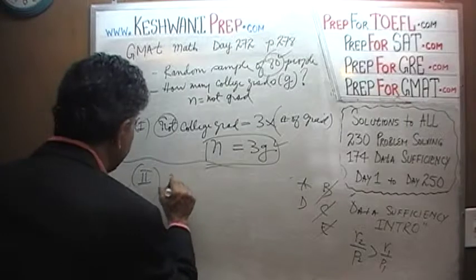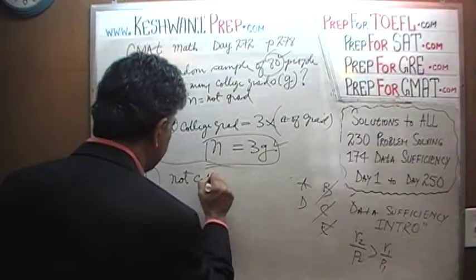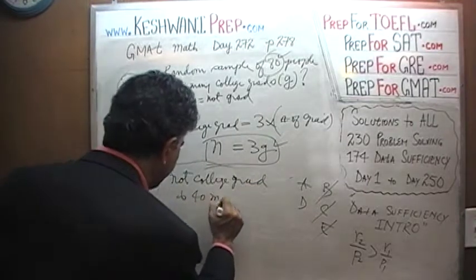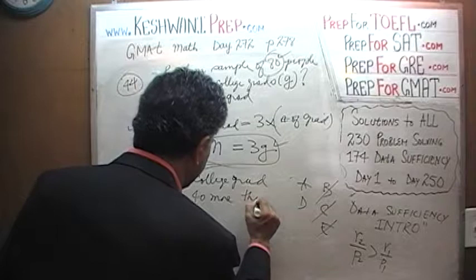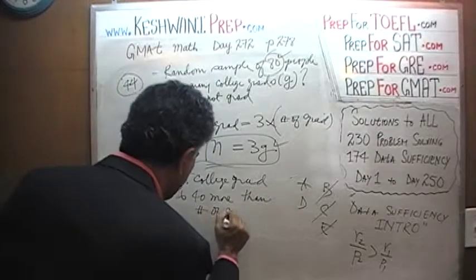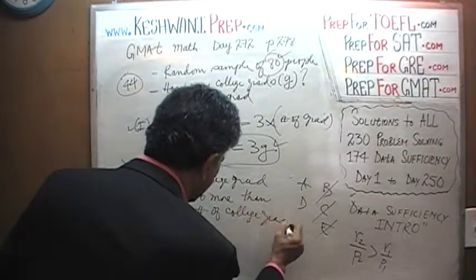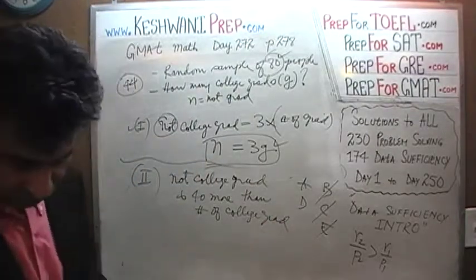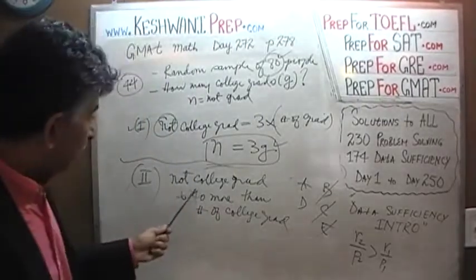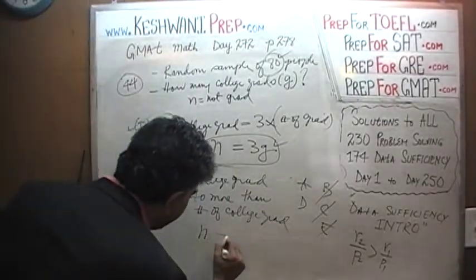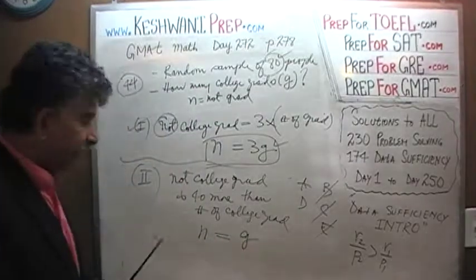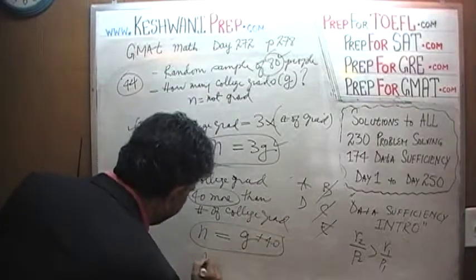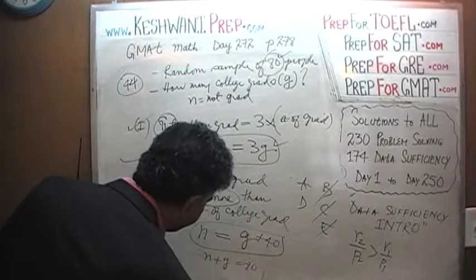In the second statement, they tell us that not college graduate is 40 more than the number of college graduates. There you go. There is another equation. Where is my stick? I cannot speak unless I have a stick in my hand. Not college graduate, which is what we are saying. N is whatever the number of college graduates there is, and it's 40 more. Well, there you go. There is your second equation, and there is our first equation in our survey.